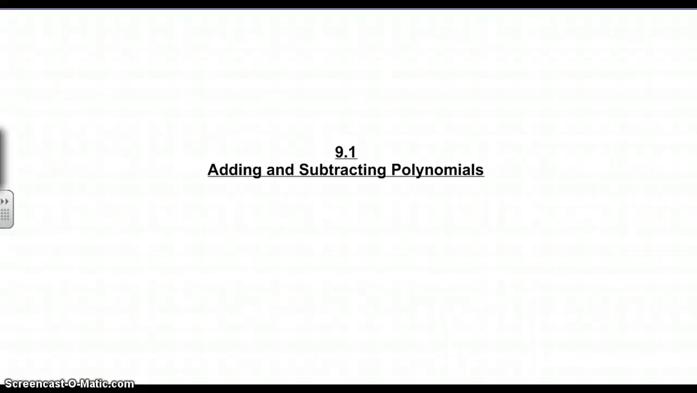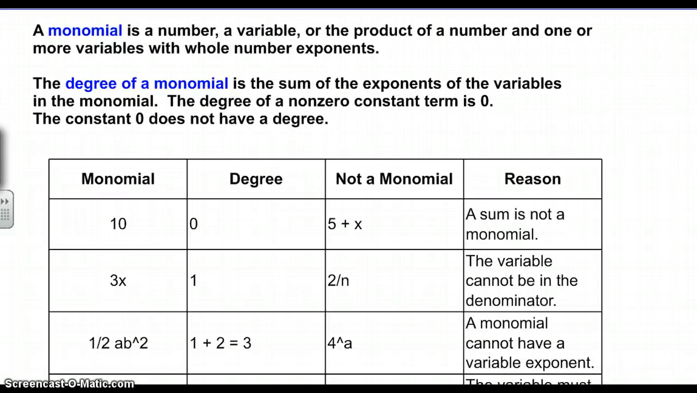This is Lesson 9.1, Adding and Subtracting Polynomials. Well, first we're going to look at some definitions for monomial and polynomial.